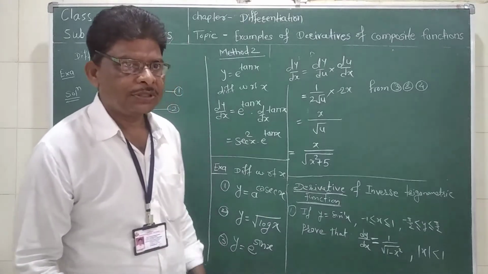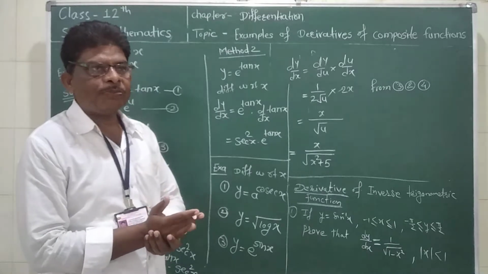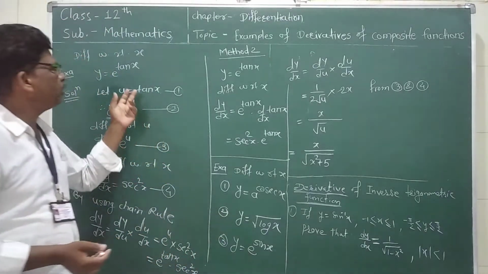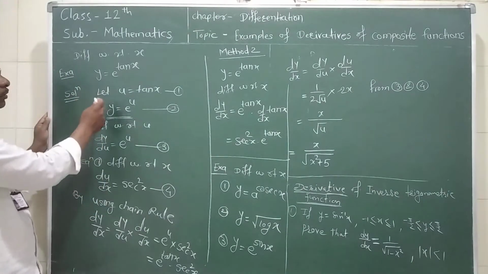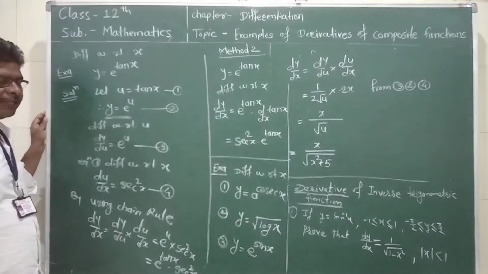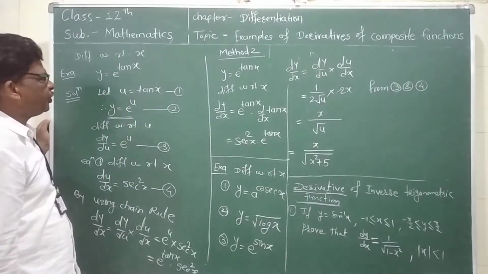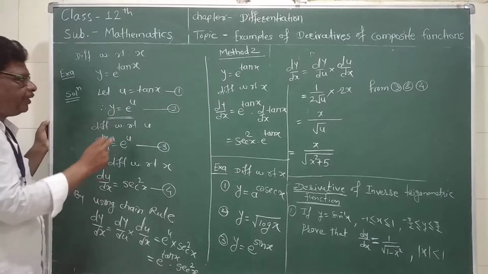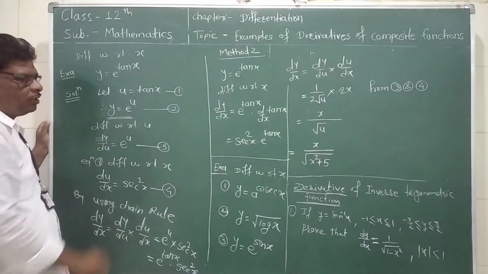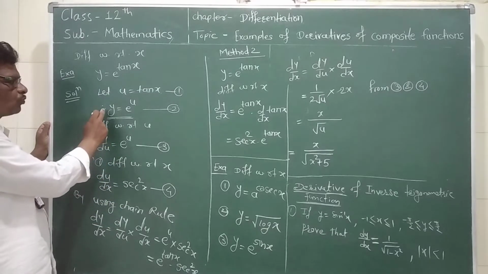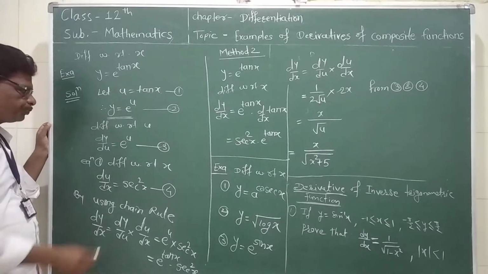Okay, students. In the last period we saw examples of composite functions. Similarly, today also we have to see some more examples. Suppose y equal to e to the power tan x, then it is a composite of exponential and trigonometric functions. So we put u as the trigonometric function tan x. Therefore y equal to e to the power u.